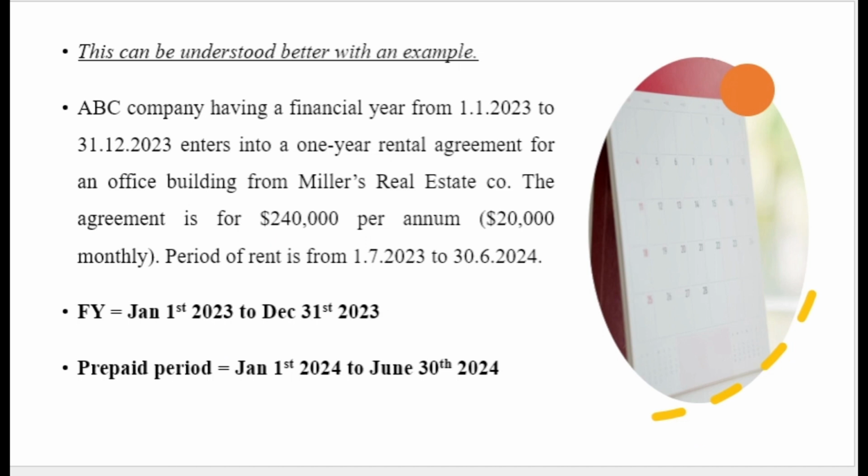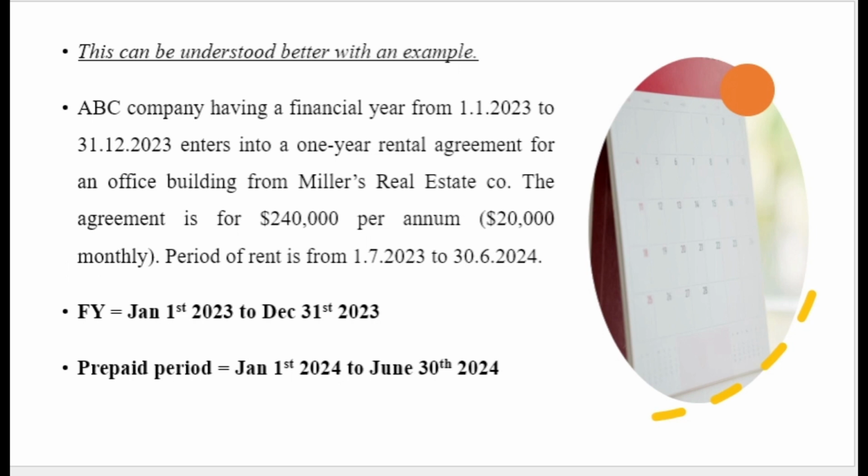This can be better understood with an example. ABC company is having a financial year from 1/1/2023 to 31/12/2023, and it enters into a 1-year rental agreement for an office building from Miller's Real Estate Company. The agreement is for $240,000 per annum. That means monthly $20,000. And the period of rent is from 1/7/2023 to 30/6/2024.